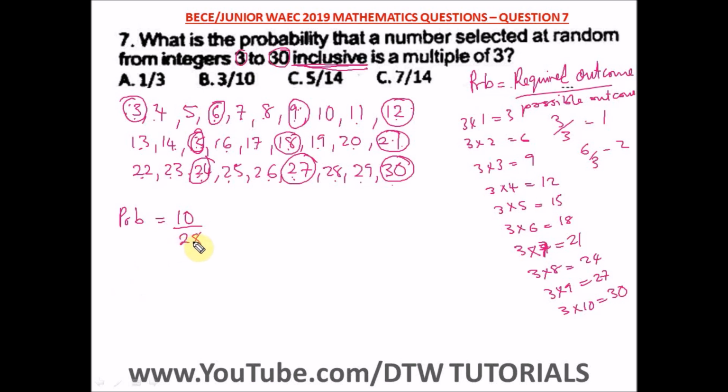So from here, what can cancel out? 2 can go in 10 how many times? 5 times. 2 can go in 28 how many times? 14 times. Can any other thing go? No. Okay, and this is a proper fraction, all right? It's not improper. So our answer is what? 5 over 14. Okay, so this is our answer. And where's our right option here? Our right option is option C.